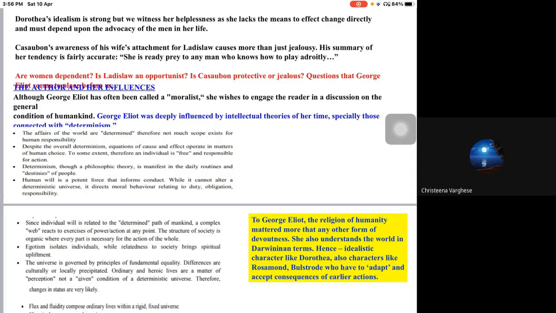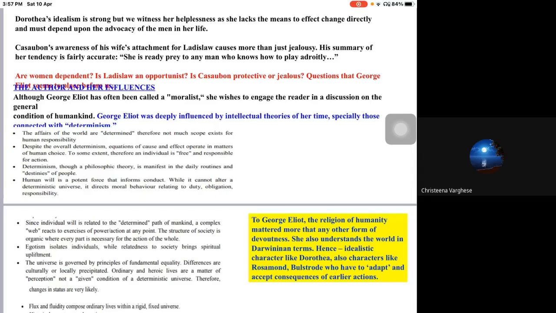So there is overall determinism, but even then, equations of cause and effect operate in matters of human choice, right? And to some extent, an individual is free and responsible for action, although not fully free. There is some element of freedom of will and choice in the human being. Determinism, though a philosophic theory, is manifest in the daily routines and destinies of people.